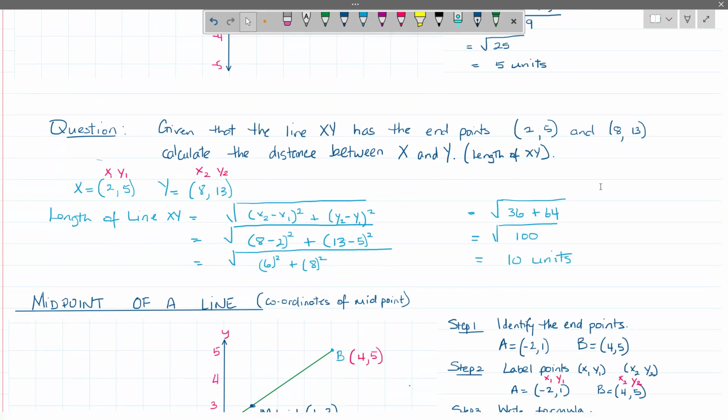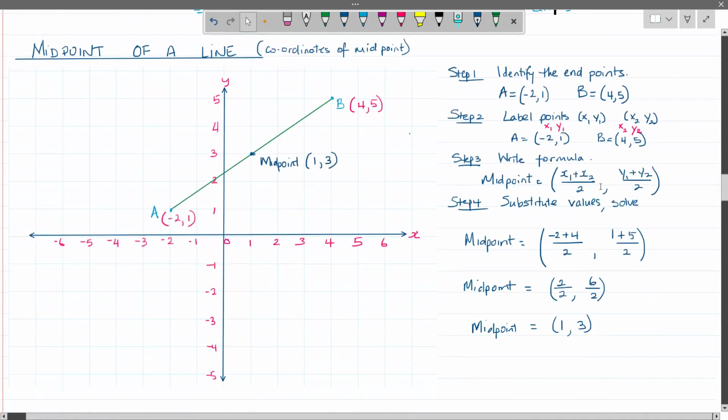The system for solving the length of a line, or the distance between 2 points, is not going to change. It doesn't matter how they present the question. Identify the points x1, y1, x2, y2, write the formula, substitute the values, work it out. It doesn't matter the values, right? Right, so the next one now, midpoint of a line.